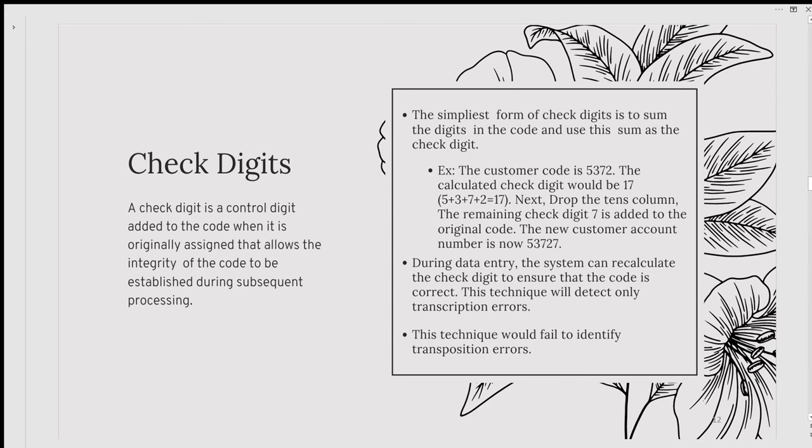However, this technique would fail to identify transposition errors. Siyempre, yung transposition errors, nag-iiba lang naman siya ng pwesto. So, for example, yung 53727, bigla siyang na-record as 35727, nagkabaliktad lang naman yung 3 tsaka 5. Pag pinag-plus mo siya, same pa rin yung makukuha mong check digit. So, hindi siya madedetect.